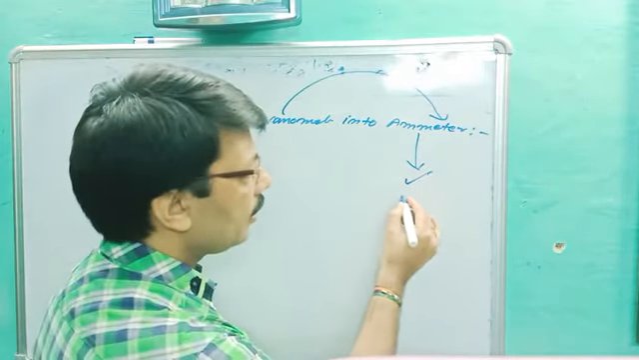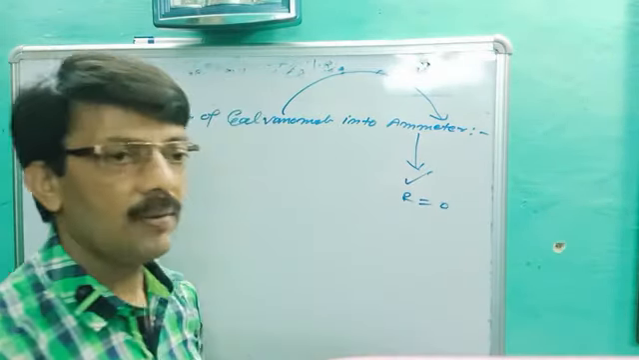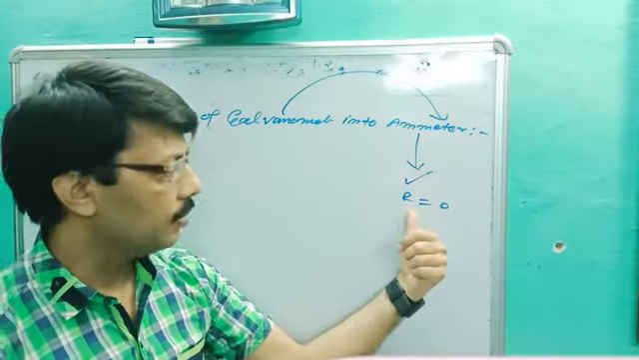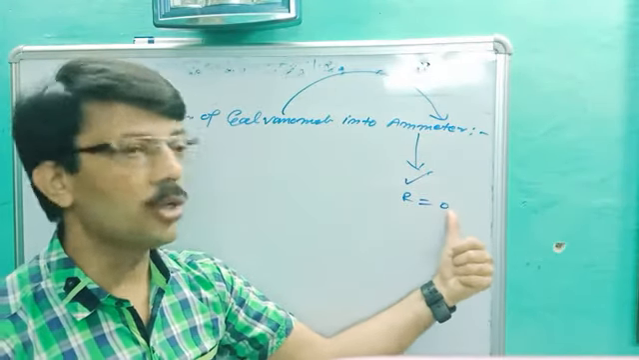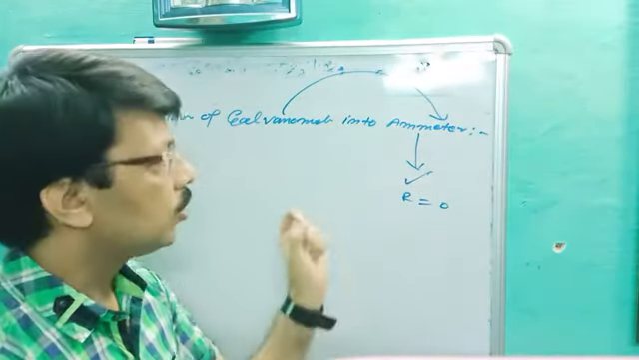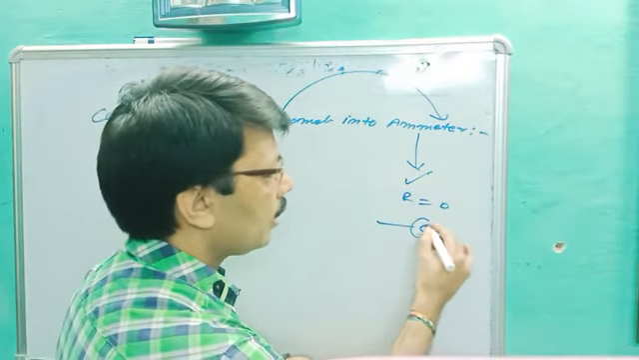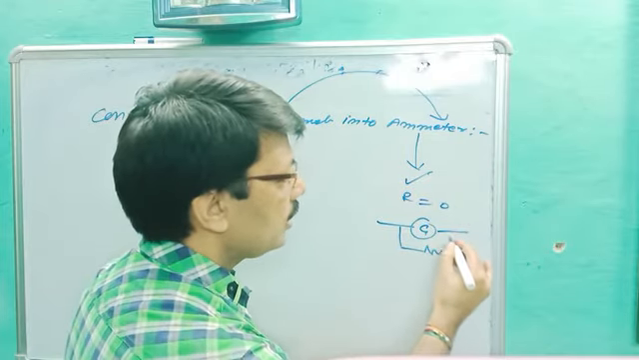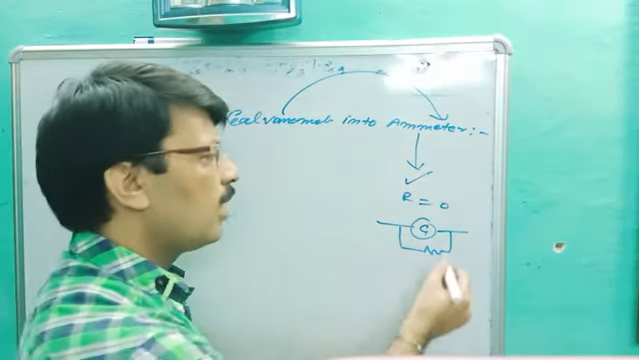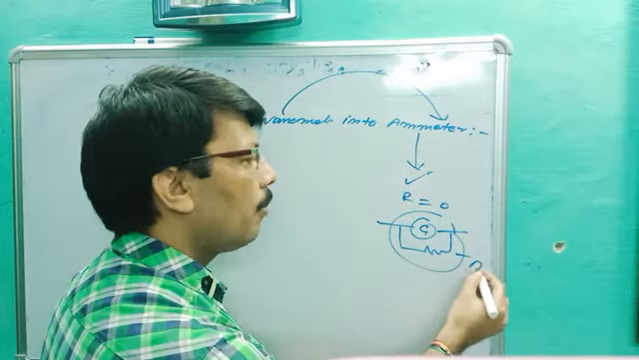An ideal ammeter's resistance should be 0. Very important. An ideal ammeter's resistance should be 0, which is not possible. But we can decrease the resistance. So how can we decrease it? If we connect a resistance in parallel with the galvanometer, then the whole device becomes an ammeter.